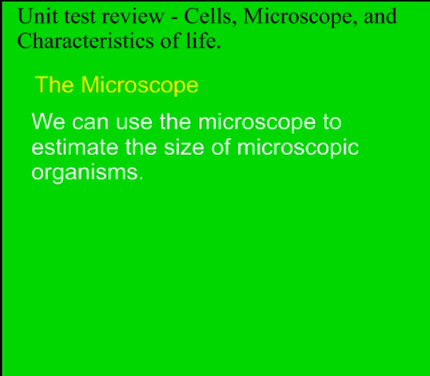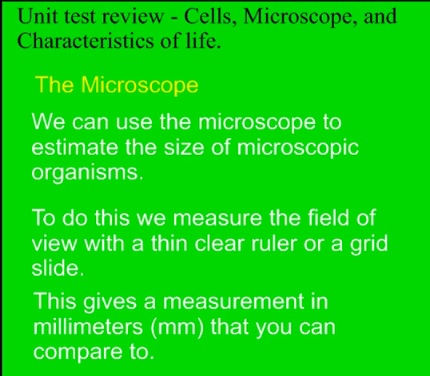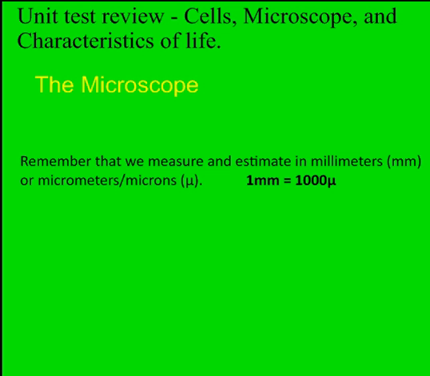We know that we can use the microscope to estimate the size of microscopic organisms. We did this in class many times. To do this, we had to measure the field of view with a thin, clear ruler or a grid slide. This gives a measurement in millimeters that you can compare to. When you're putting things under the microscope, once you know the size of the field of view, you can estimate their size in millimeters. We also measured in microns or micrometers. Remember that 1 millimeter equals 1,000 microns.